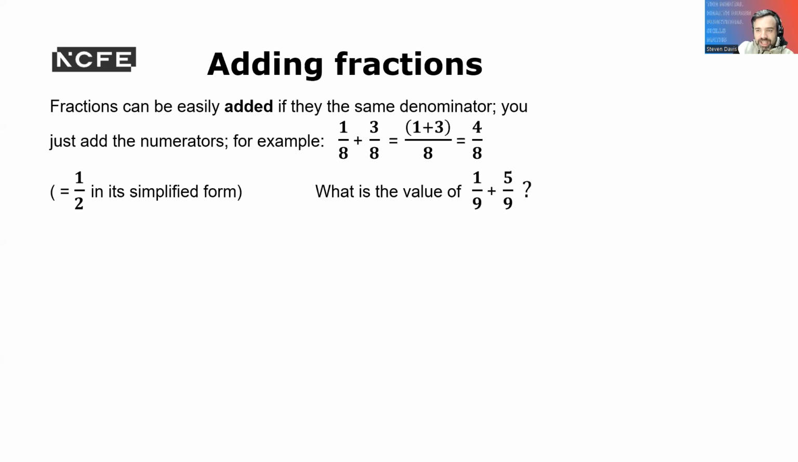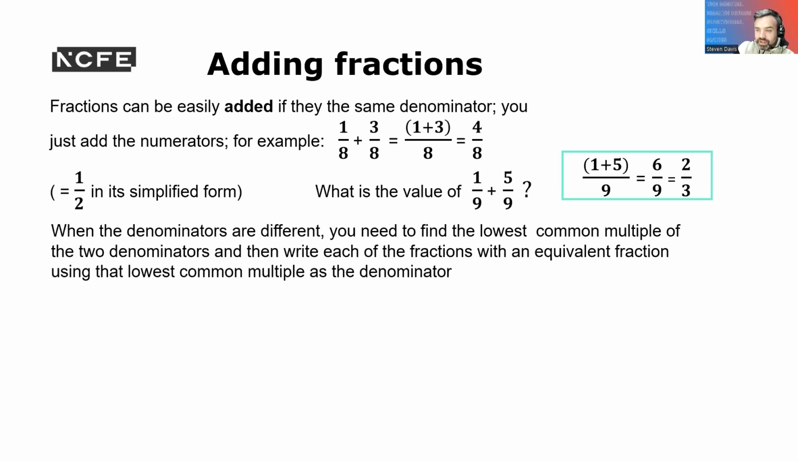Fractions can be easily added if they have the same denominator. You just add the numerators. For example, 1/8 plus 3/8 equals 1 plus 3 divided by 8 equals 4/8, which equals a half in its simplest form. What is the value of 1/9 plus 5/9? So 1 plus 5 divided by 9 equals 6/9 or 2/3.